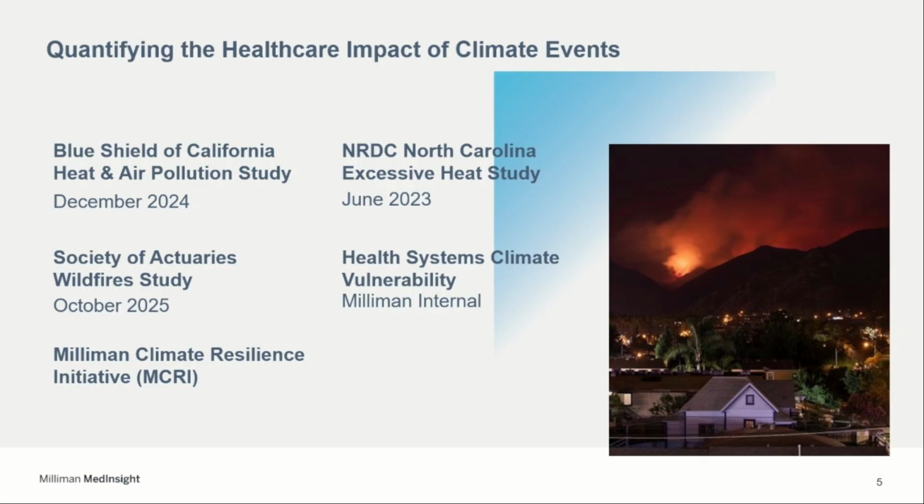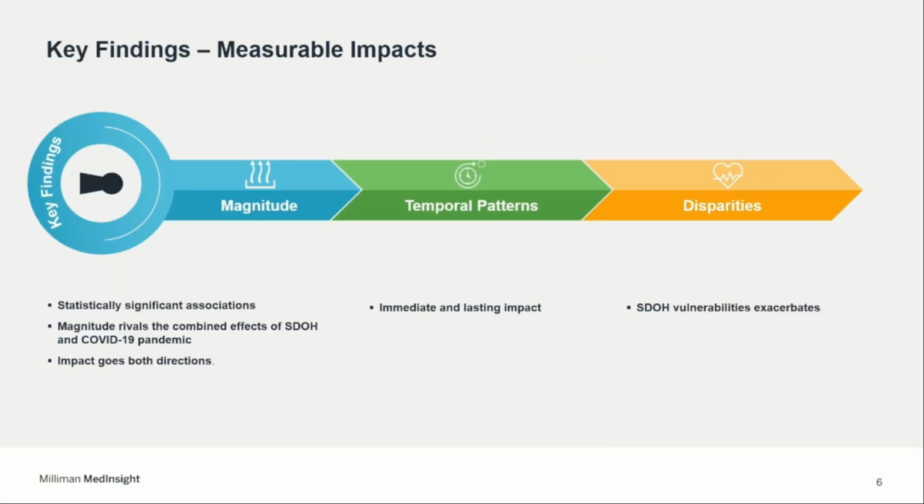And as you can see, because this is very complicated, we drew from within Milliman many different areas of expertise, such as, in addition to health economics, environmental sciences, GIS, data science, clinical, and insurance design and policy experts. Across these studies, we find that there are some common patterns.